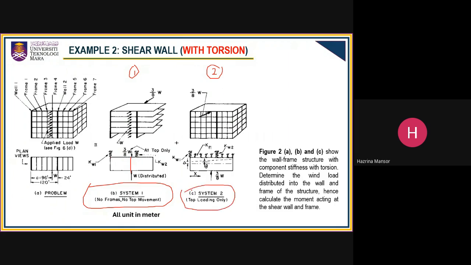At system 2, you need to combine everything as the original loading, original structure systems, whereby in here you need to represent the wall frame as the stiffness and the spring stiffness as the frame. So in this case, we know that the origin will be calculated from x equals 0 origin, and then the displacement is measured and the rotation is measured.